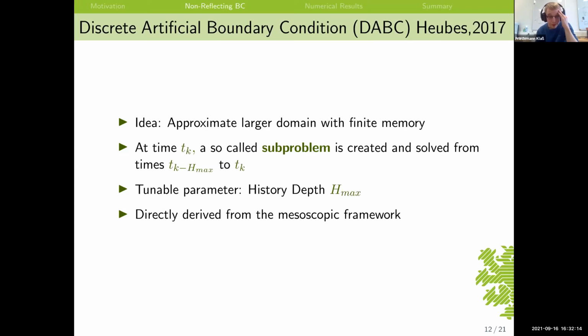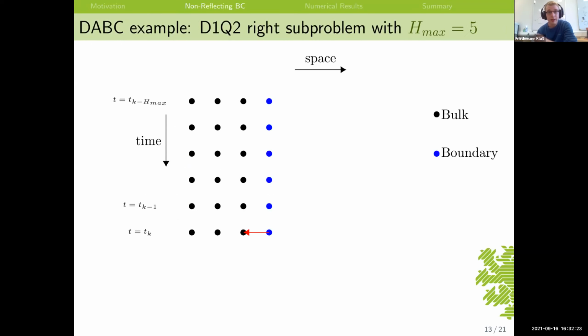And I think this is best explained when giving a quick example of the working principle of this boundary condition. So here we will give an example for the nice D1Q2 lattice, and we will still consider the right-hand side subproblem. So the blue nodes are boundary nodes, and the black nodes are the bulk nodes, here given at several time levels, where the earliest time level is tk minus H max. We fixed here the history depth to 5, and we are currently at time level tk. In the D1Q2, we can hop to the left and right neighbors. So the population represented by this red arrow is missing.